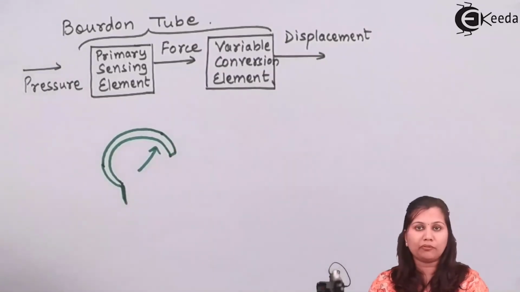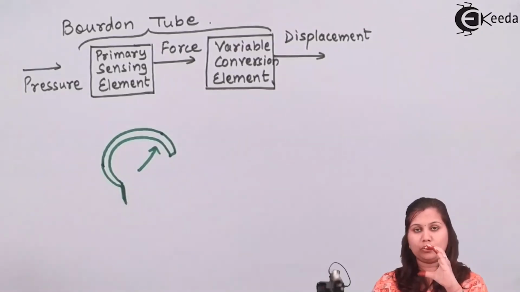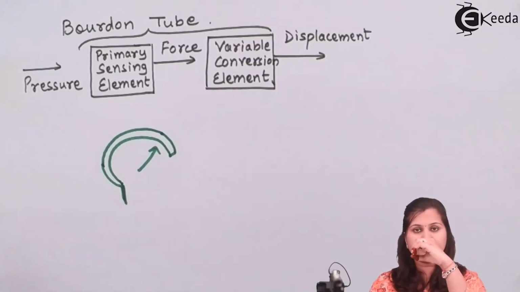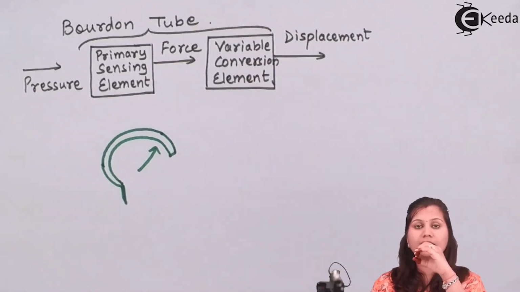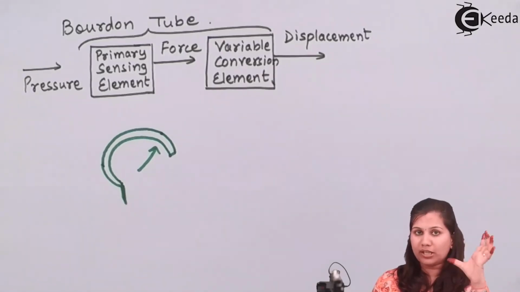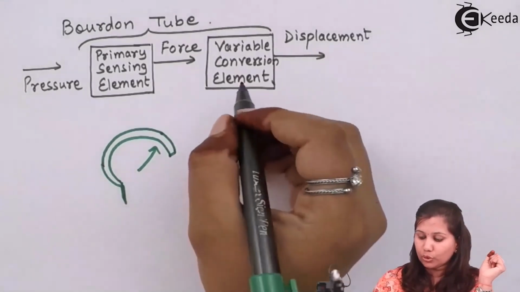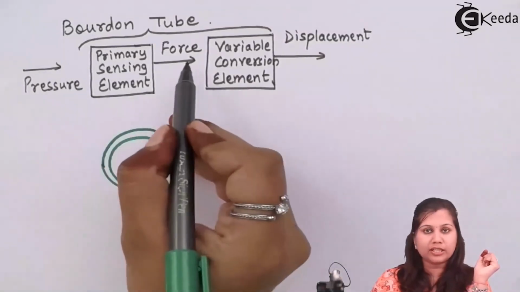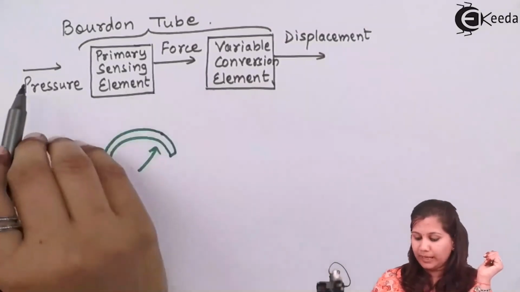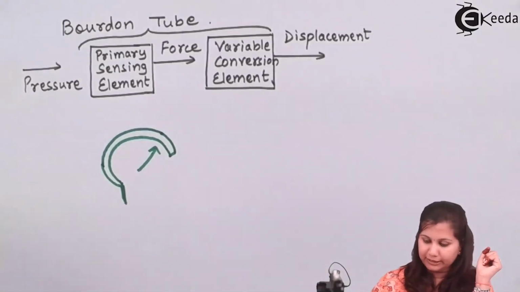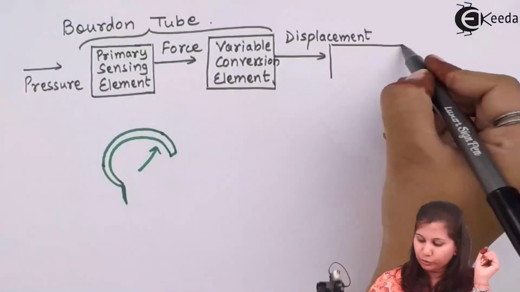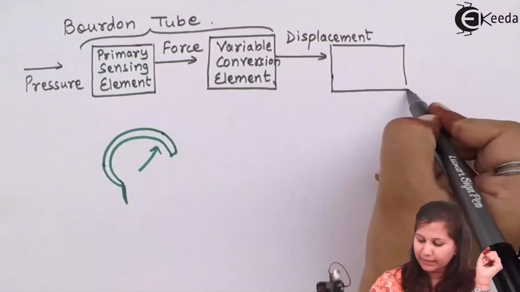It is a C-shaped Bourdon tube, so it is of this type, and when pressure is given, due to the force of that pressure the displacement occurs and the shape of the Bourdon tube changes. So here pressure is first converted into force, and then force is converted into displacement. After that, this displacement is given to the data transmission element.